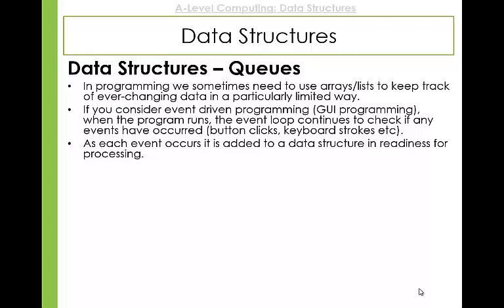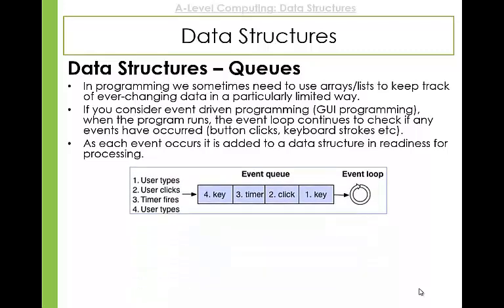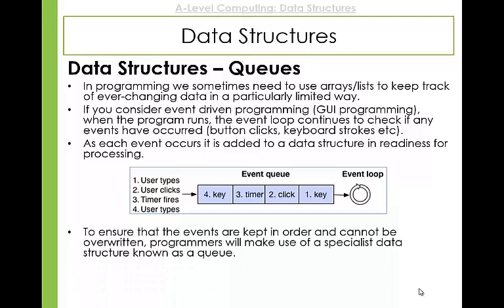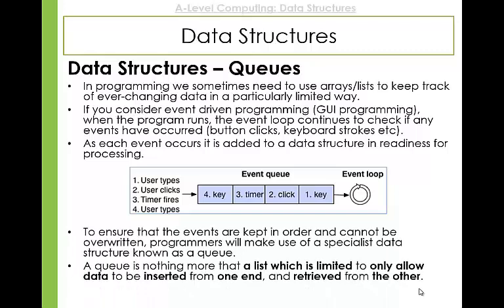So this new data structure, which really is just a list, is limited, and it's called a queue. So a queue really, as I've just said, is nothing more than a list. It's limited to only allowing data to be inserted from one end and retrieved from the other. So a queue is a special implementation of a list.